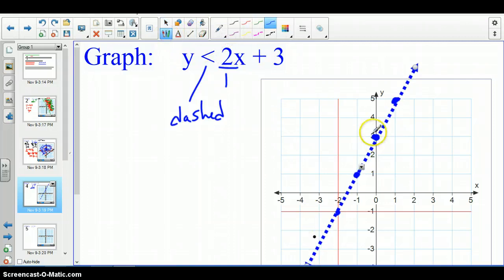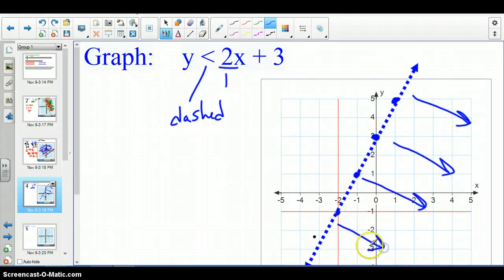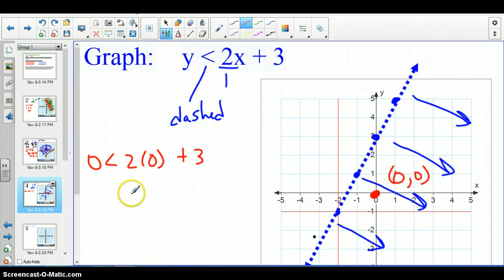Now, where the number's less than this line, numbers less are going to be over here. Okay, you could also pick a point. I'm going to pick 0, 0 because my line does not go through 0, 0. So 0 less than 2 times 0 plus 3. 2 times 0 is 0. So you have 0 less than 3. Is 0 less than 3? Yes.